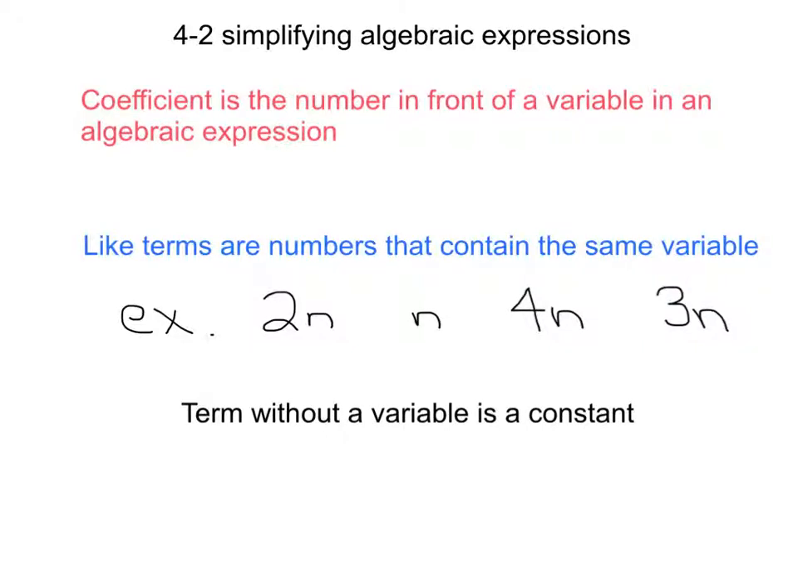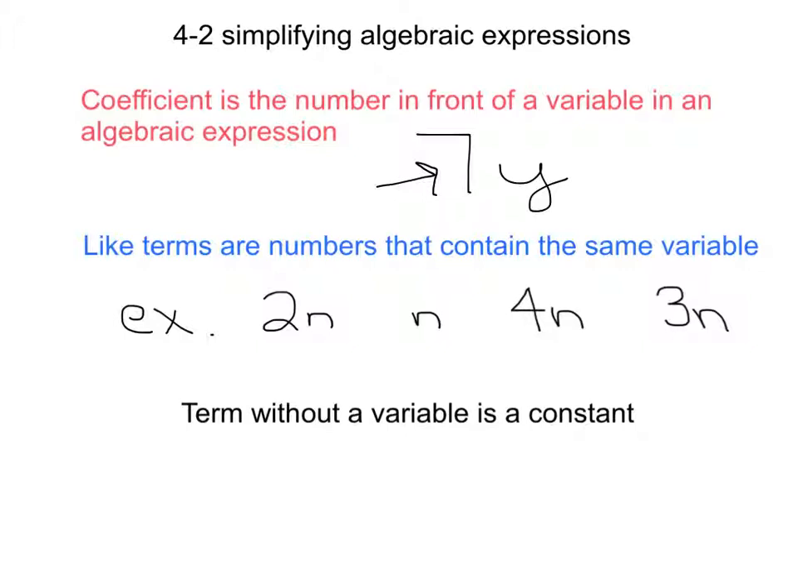Lesson 4-2, Simplifying Algebraic Expressions. A coefficient is the number that's in front of a variable in an algebraic expression. So if we have an example 7y, the 7 is the coefficient. It's the number in front of the variable.